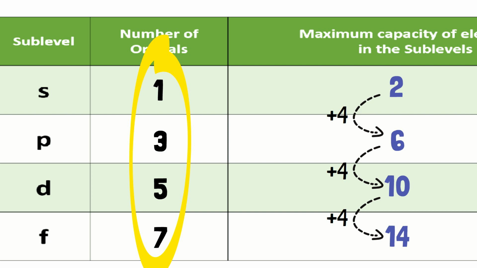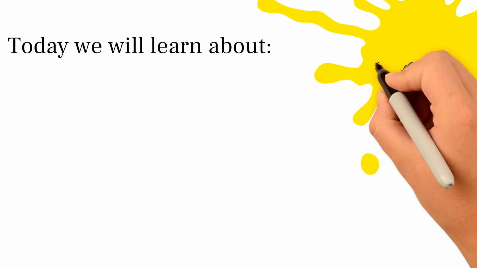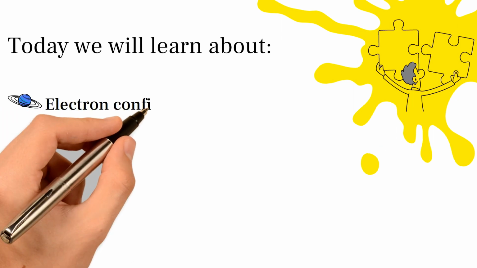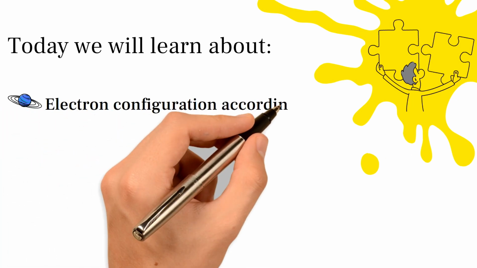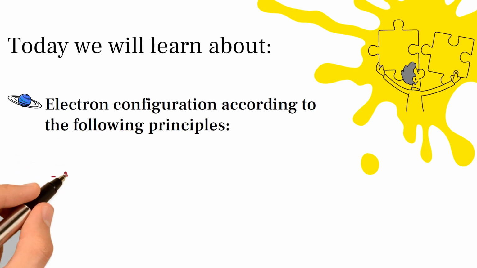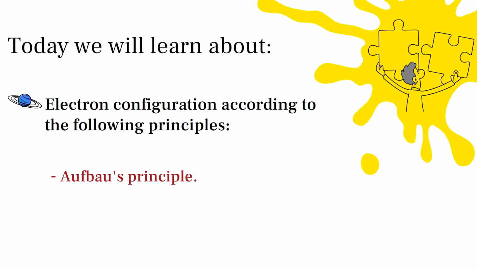So today we will learn the process of distributing electrons at energy levels, which is called electron configuration, according to the following principles: Aufbau principle and Hund's rule. So let's get started.